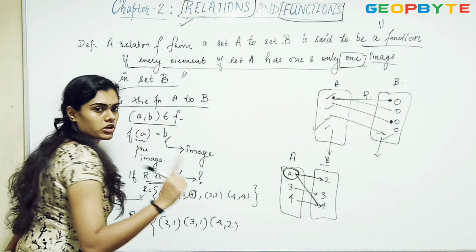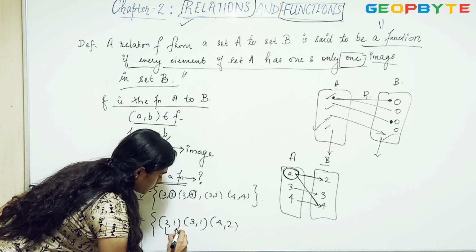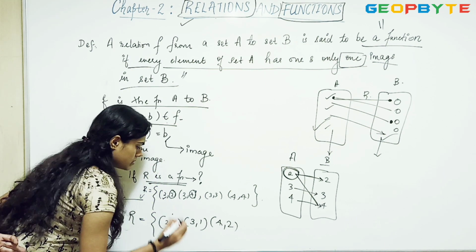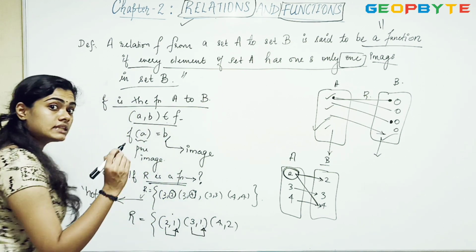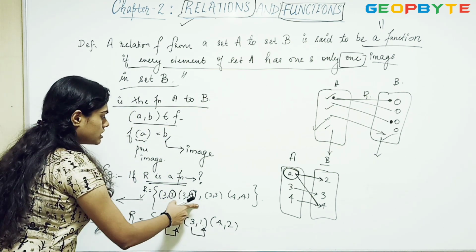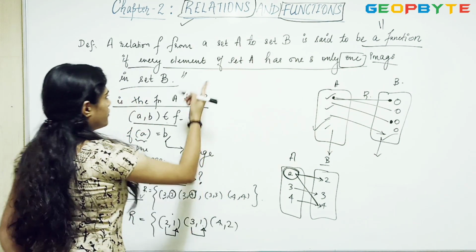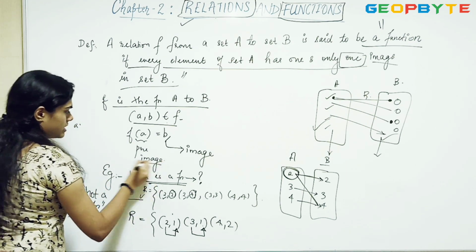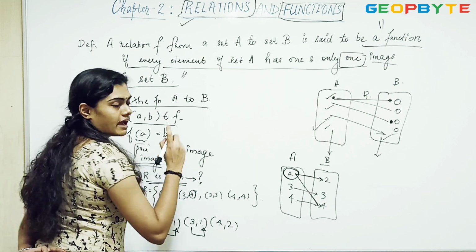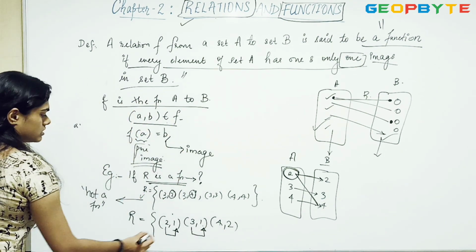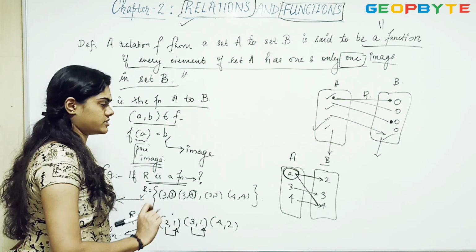But this is possible. See, why? 2 has only one relation with 1. Okay, that is the image. But 3 also has a relation with 1. That is accepted. But not the other way. I cannot have two images for one element, that is the pre-image, but I can have two pre-images with one image. So this is a function whereas this is not.